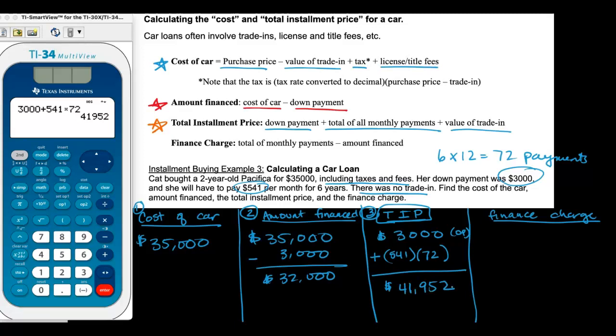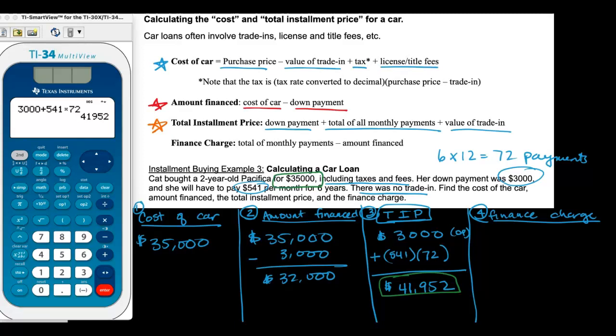$41,952. And that's a really important number for Kat to look at, because it's easy to think the car is $35,000, but really it's not. Kat's paying $41,952, so it's good to be aware of that. And then step 4, we're going to find the finance charge. So of that $41,952, how much of that was going to the bank for a finance charge?